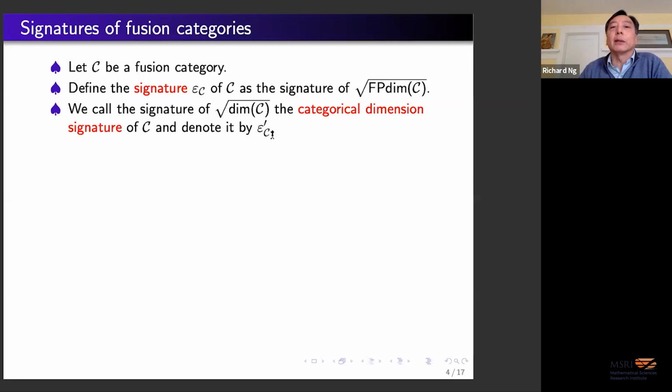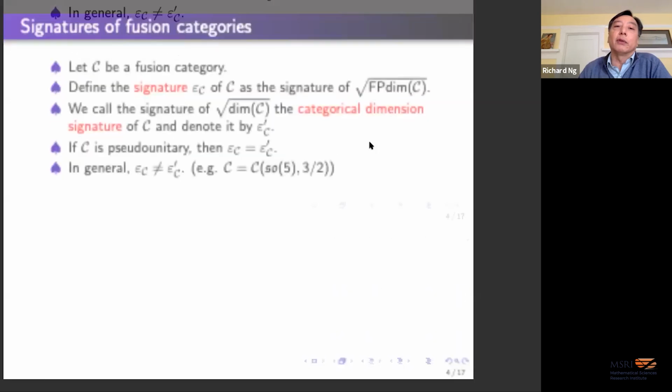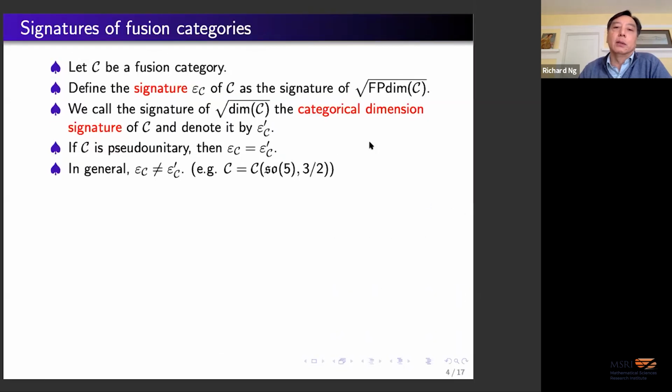The prime represents the categorical dimension signature. Sometimes they're the same, sometimes they're not. When C is pseudo-unitary, they will be the same because the global dimension is the same as the Frobenius-Perron dimension in this case. But in general, they're different, and they can be very different. For example, you take the modular tensor category SO5 at level 3/2, and the distinction is pretty high.